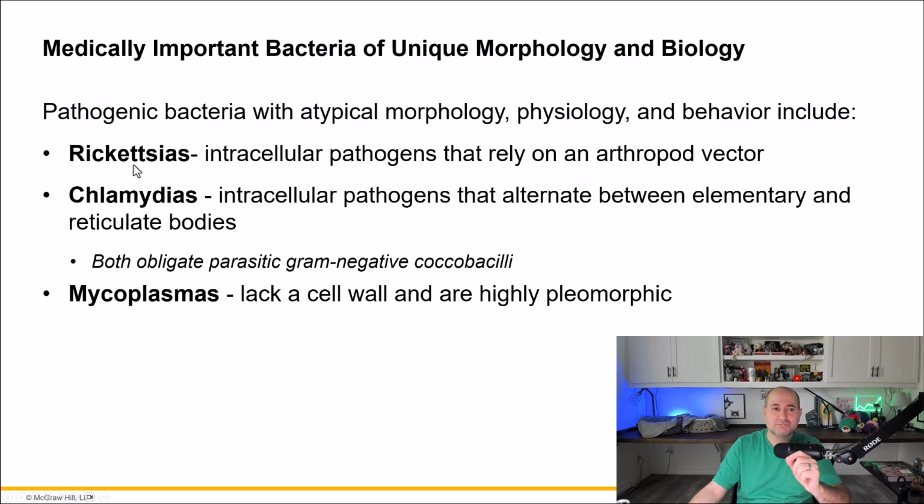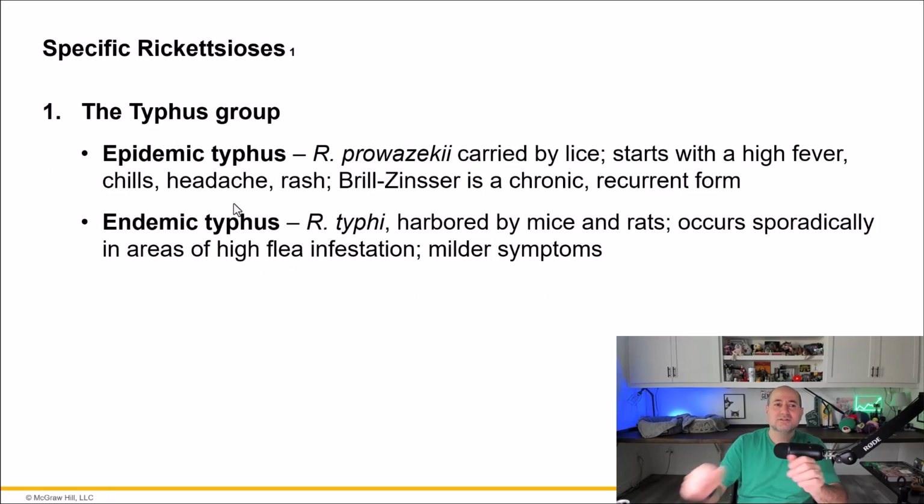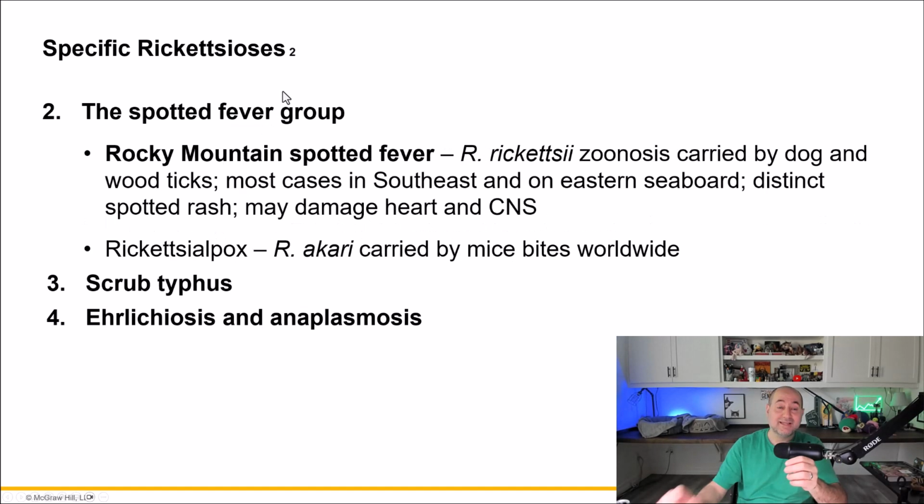Next, we learned about the rickettsias, the chlamydias, and the mycoplasmas. You should remember that the rickettsias and the chlamydias are intracellular pathogens. You should know that rickettsia can cause typhus disease. So, for instance, Rickettsia prowazekii causes epidemic typhus. And it was Rickettsia rickettsii that causes the zoonosis called Rocky Mountain Spotted Fever.